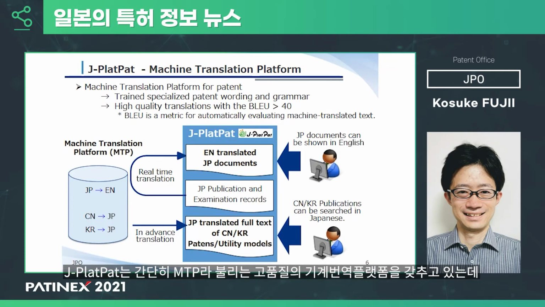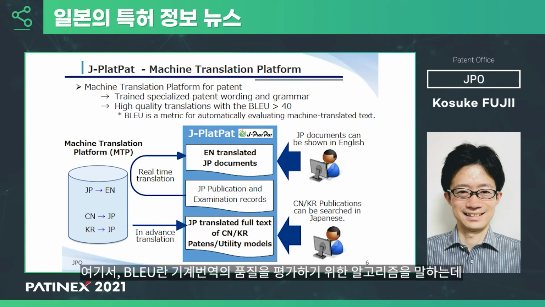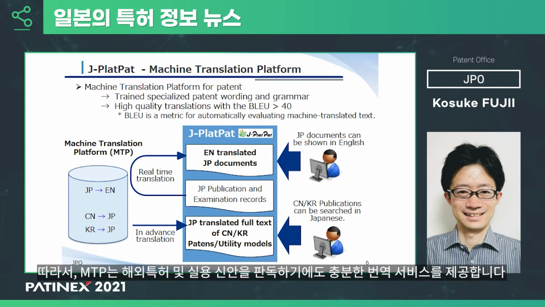Jplot is equipped with a high-quality machine translation platform, shortly we call it MTP, prepared to handle specialized patent wording and grammar. The BLEU score of the MTP is more than 40. Here, BLEU is an algorithm for evaluating the quality of machine translation. In general, a BLEU above 40 means high quality. So MTP provides translations good enough to read foreign patents and utility models.